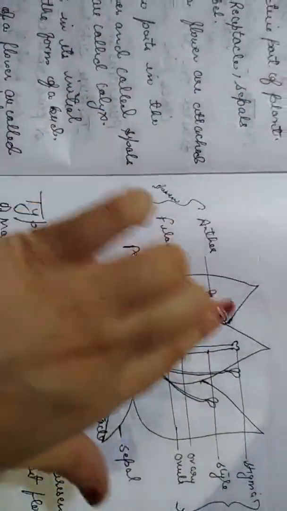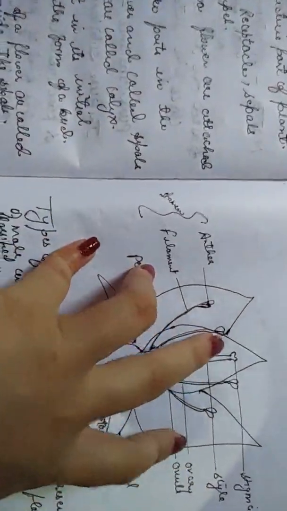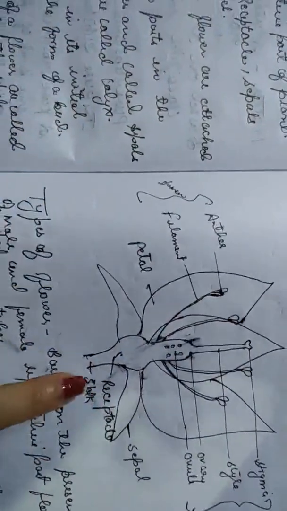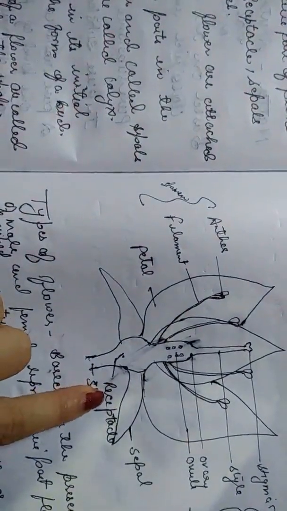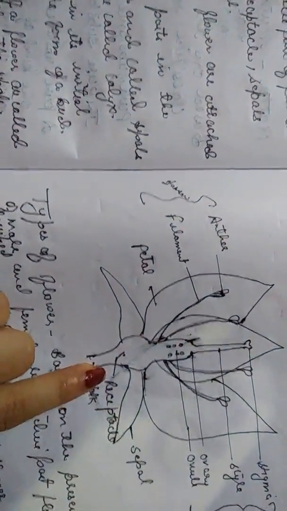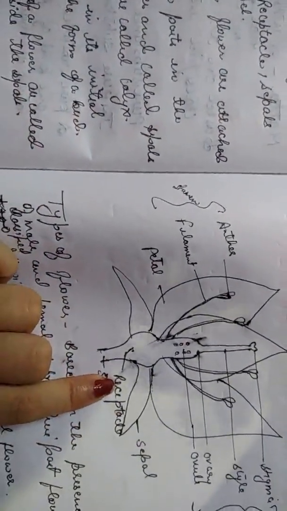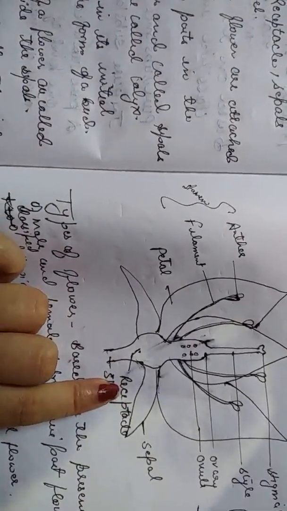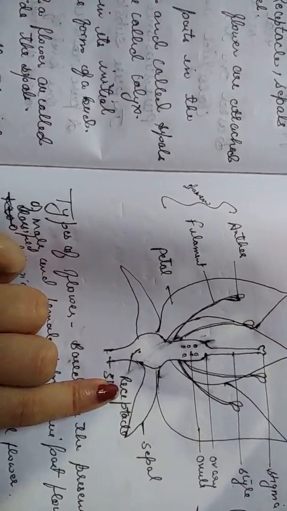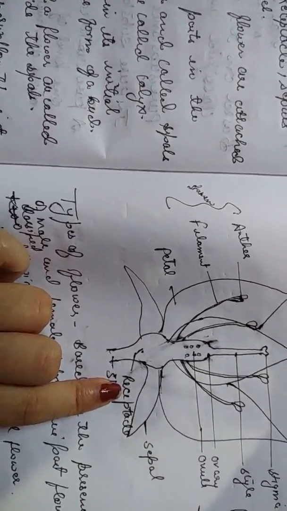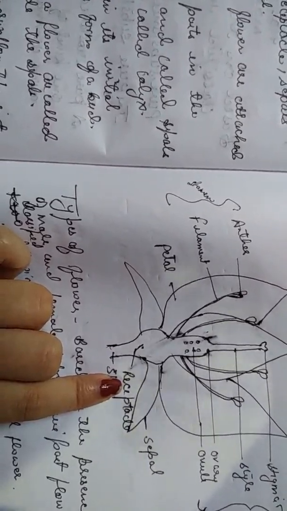If you see the structure of flower, this is a flower, bisexual flower. Receptacles, this part is receptacle. So how we used to define receptacles? The base of a flower to which all the parts of the flowers are attached is called receptacles.